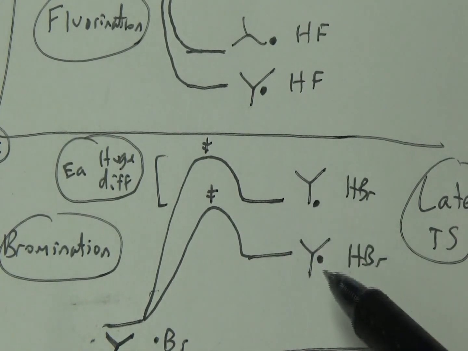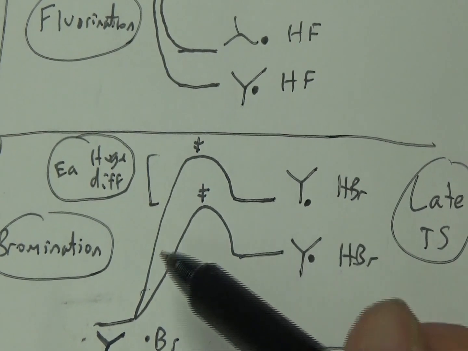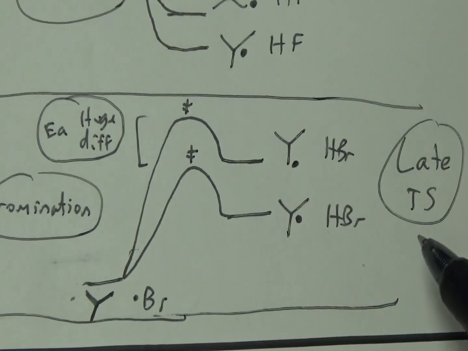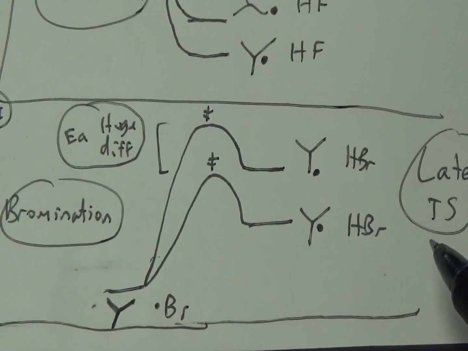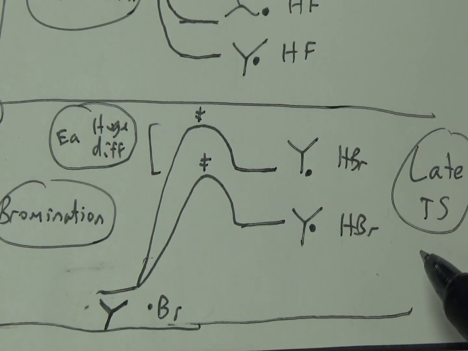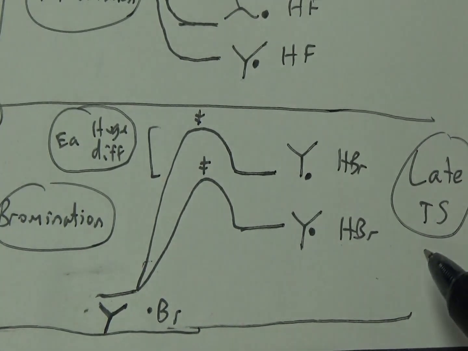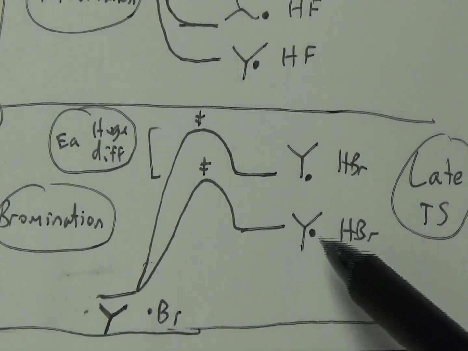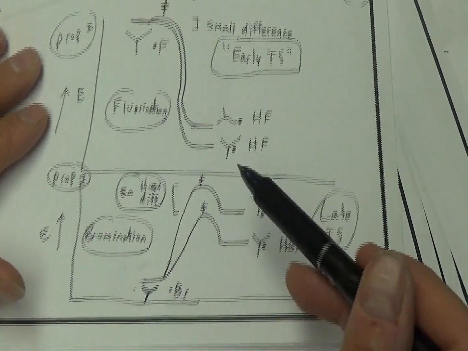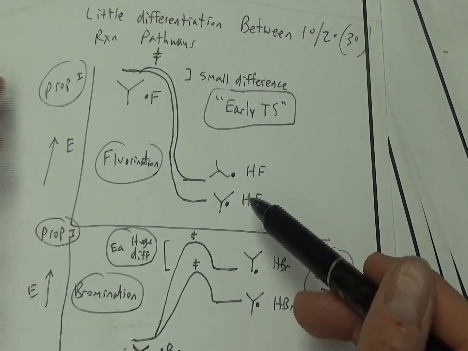And the products are very different, because we know primary is not very happy, tertiary is happy. And what do we call that? Not an early transition state, but a late transition state. So that's the theoretical rationale for why we get such a massive amount of tertiary bromination versus primary bromination. Why bromination is very selective and fluorination is very non-selective. Okay.